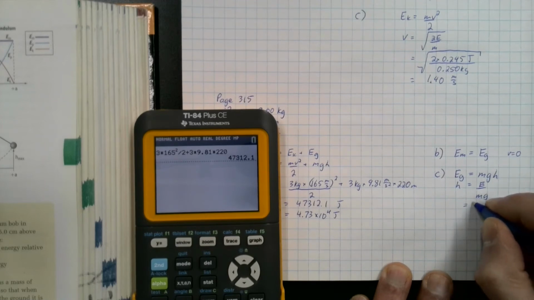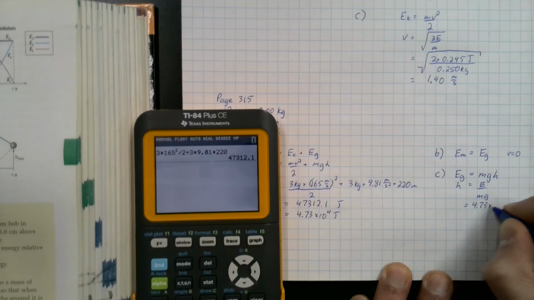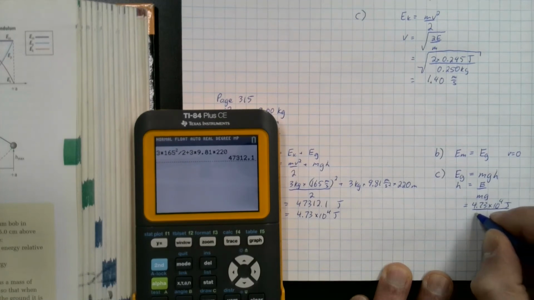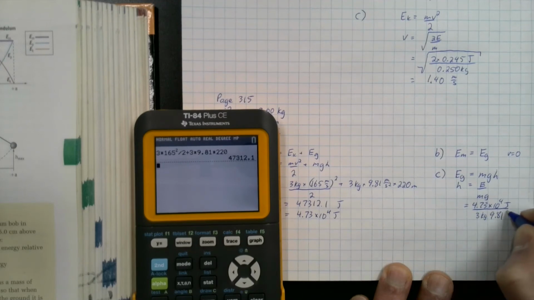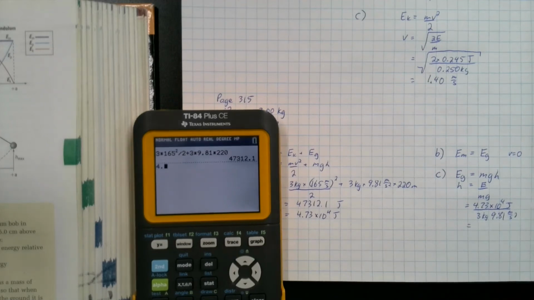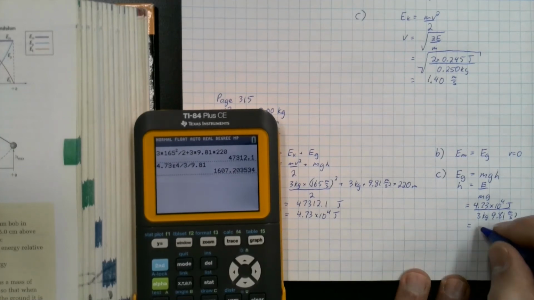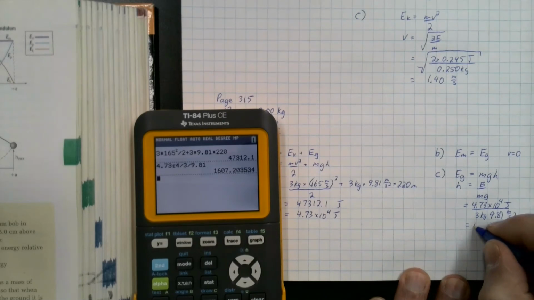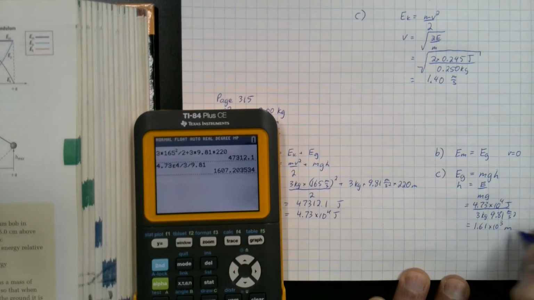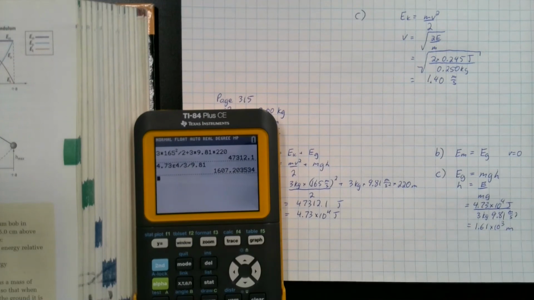So we're going to have 4.73 times 10 to the power of 4 joules divided by our mass, which is 3 kilograms, and gravity 9.81 meters per second squared. So putting that into the calculator, 4.73 times 10 to the power of 4 divided by 3 divided by 9.81 gives me a value of 1,607. So 1.61 times 10 to the power of 3 meters above the ground as the maximum height.